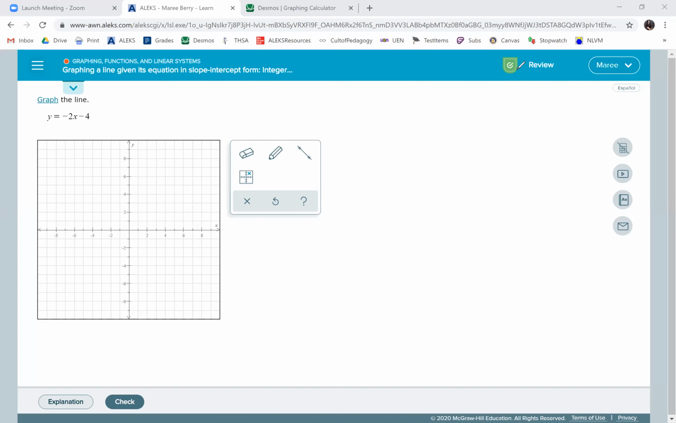So I'm going to teach you how to graph a line when it's in slope-intercept form. I think you guys probably remember when there was a sub and she taught you y equals mx plus b. So if you can find the m and the b in the equation they're giving you. So this particular equation is y equals negative 2x minus 4.